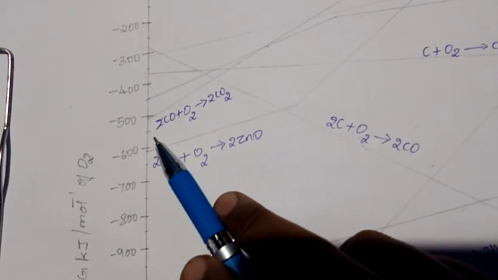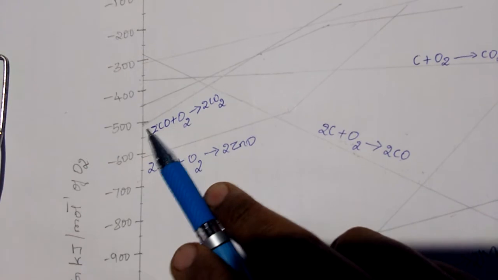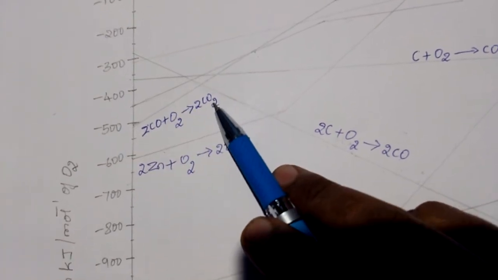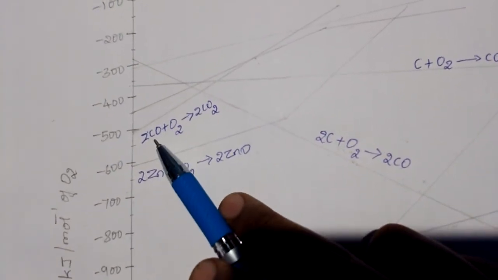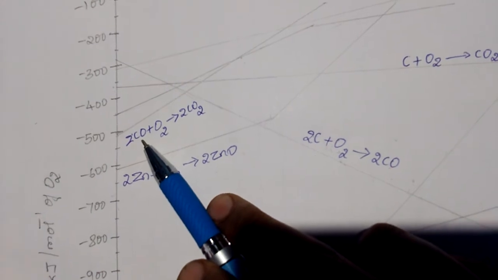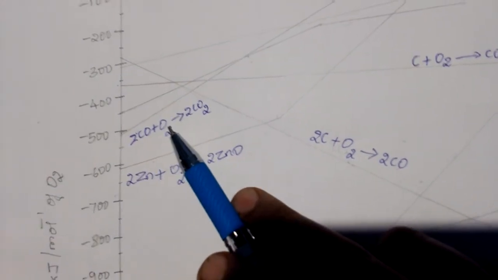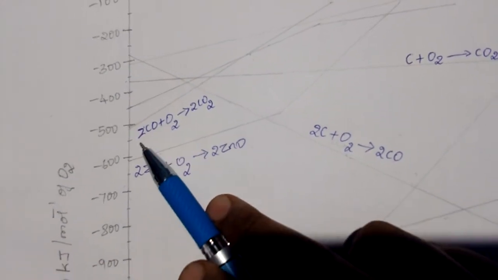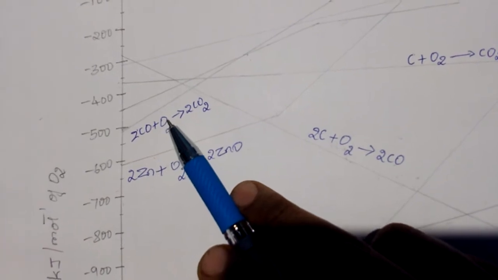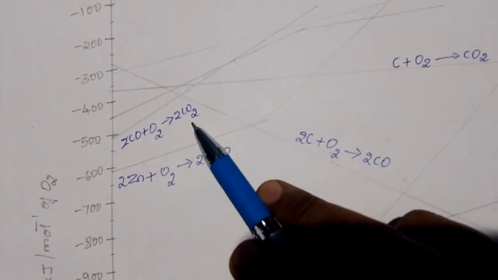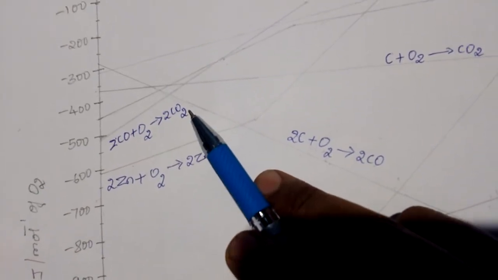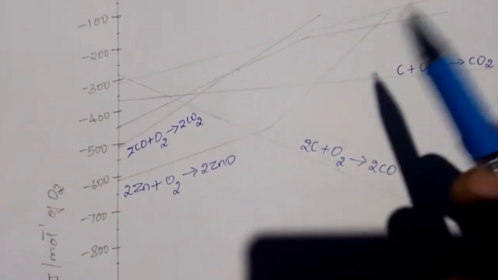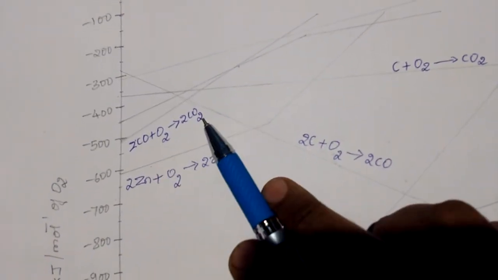And one more line is there. Carbon monoxide reacts with oxygen to form carbon dioxide. See, 2 moles of carbon monoxide and 1 mole of oxygen, meaning 3 moles of gaseous reactant are converted into 2 moles of gaseous product, meaning delta S is decreasing. So 3 minus 2 is 1.